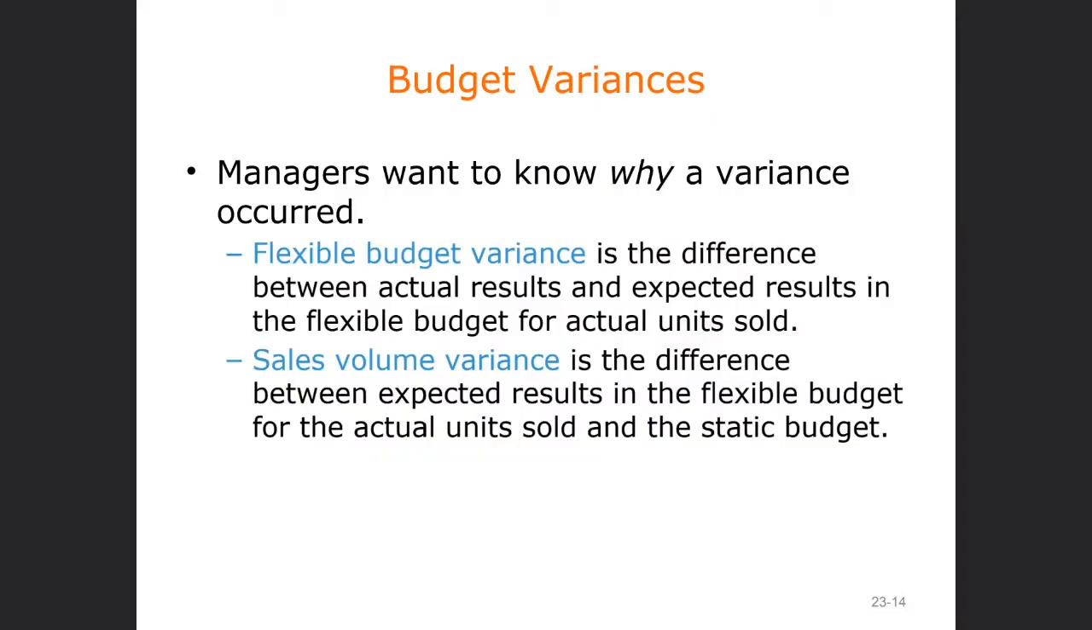So managers want to know why a variance occurred. A lot of times, you're creating a budget for the next year. If it's your personal life, you might be creating a budget for something you plan to do. You're budgeting money to go on vacation in 2 months, or you're budgeting money to get braces. I don't know. But we budget money in our personal lives. We budget money in businesses.